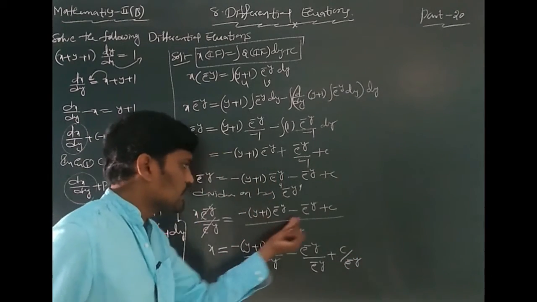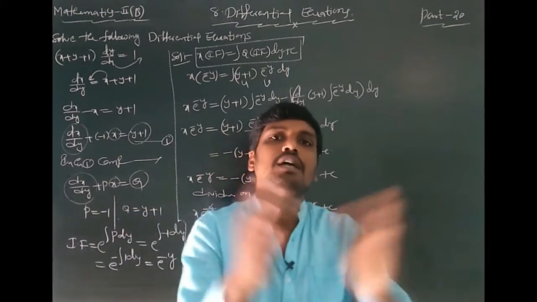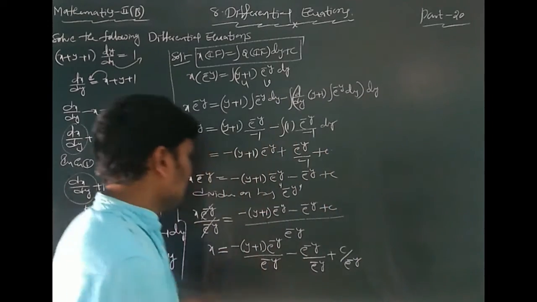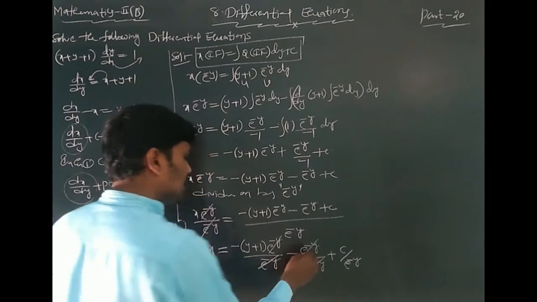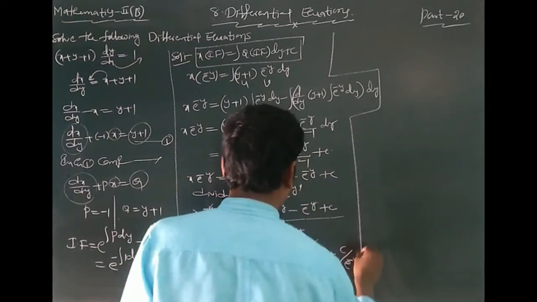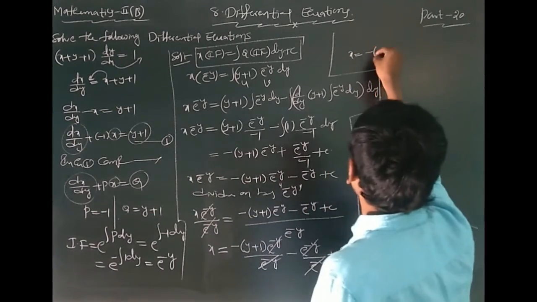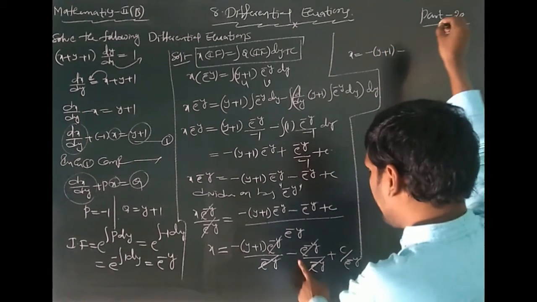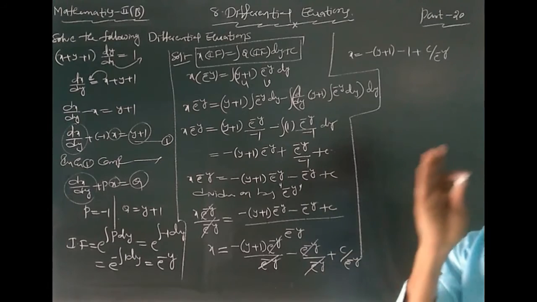This is the first term, second term, third term; the numerator having three terms is separated. Here e power minus y and e power minus y cancel. Here also e power minus y and e power minus y cancel. Remaining, x is equal to minus of (y plus 1) minus 1 plus c by e power minus y. Understood or not?